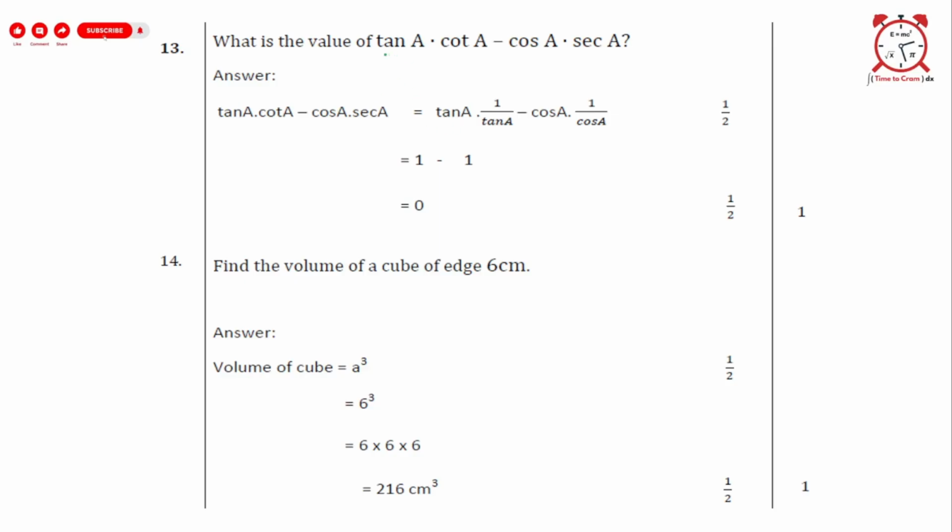Next question. What is the value of tan a into cot a minus cos a into sec a? We know that tan a and cot a are multiplicative inverses of each other, so in place of cot a we will write 1 upon tan a. In the same way, cos a and sec a are multiplicative inverses of each other, so we will write 1 upon cos a in place of sec a. So they are easily cancelled. You can see that, students. So what you get is 1 minus 1 equal to 0.